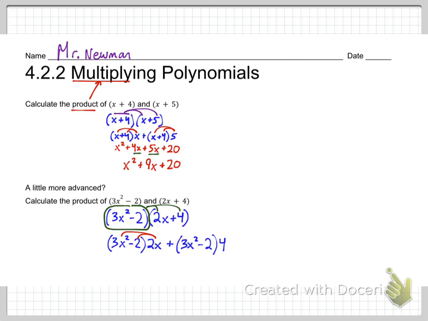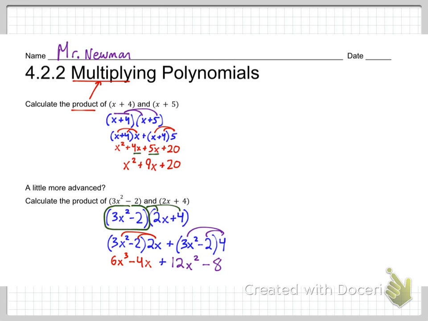Then you're going to distribute the 2x back across, and the 4 back across, so we get 6x cubed. That's because 3 times 2 is 6, and x squared times x, which is really x to the first, you add the exponents, so it's 2 plus 1, to the third power. Here, negative 2 times 2 is negative 4, and it's going to be times x. Then we have 3x squared times 4 is 12x squared, and negative 2 times 4 is negative 8.